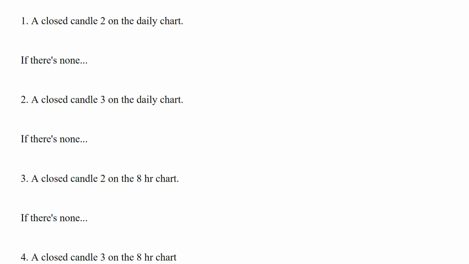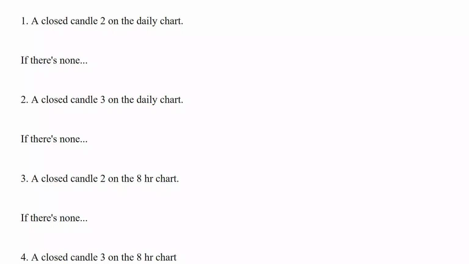The first thing I look for is a closed candle 2 on the daily chart. I look for a closed candle 2, and that gives me my bias for the next day for a candle 3 on the daily. That's my A plus setup. If I see no candle 2s, then I go down to a closed candle 3 on the daily chart. That typically does close below candles 1 and 2, so my anticipation is a candle 4 setup.